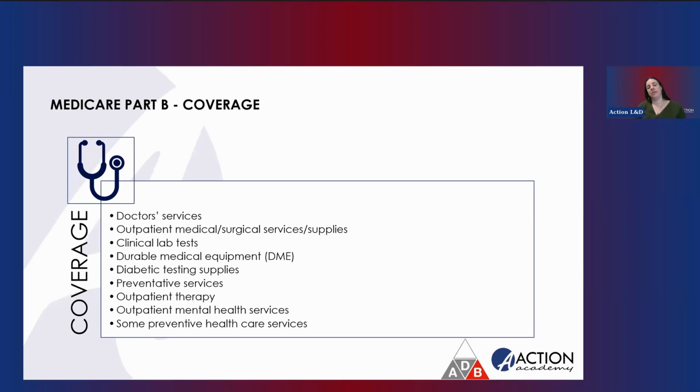We talked about how we pay for it, what it costs, what's it cover? So Part B helps cover medically necessary outpatient services and supplies such as doctor services that are medically necessary, outpatient and medical surgical services for supplies for procedures like x-rays or stitches or something like that. Clinical laboratory services like blood tests, urinalysis, and some screening tests. Durable medical equipment like walkers and wheelchairs, diabetic testing supplies. Preventative services like exams, tests, screenings, and some shots to prevent, find, or manage a medical problem.